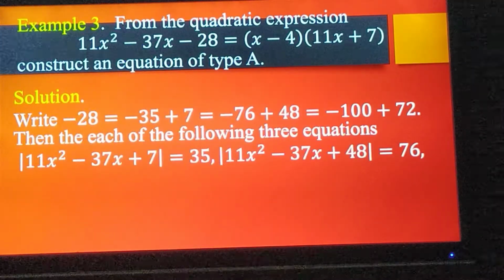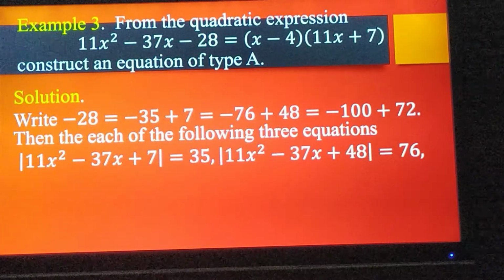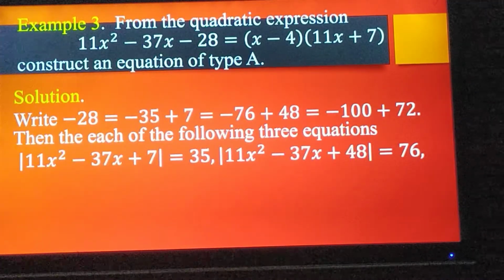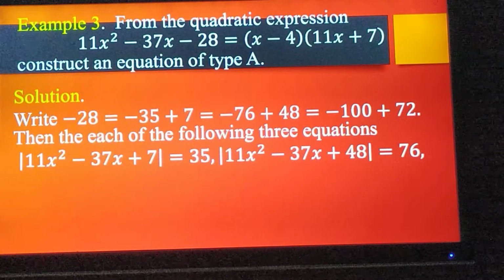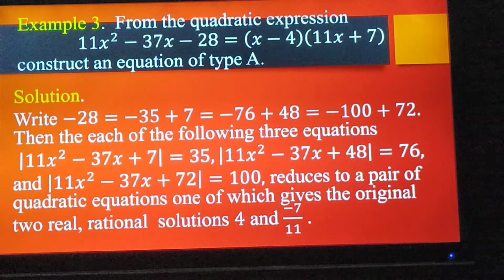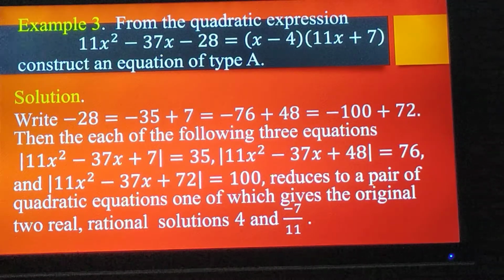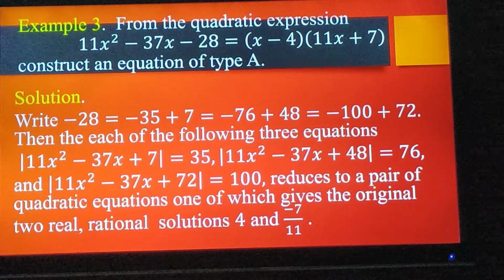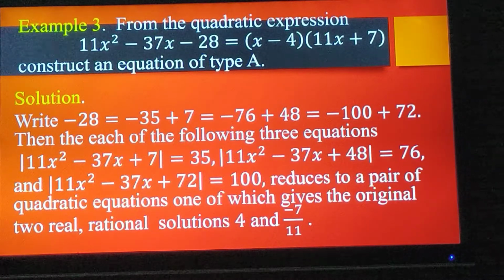Then each of the following three equations, absolute value of 11x squared minus 37x plus 7 equals 35, absolute value of 11x squared minus 37x plus 48 equals 76, and absolute value of 11x squared minus 37x plus 72 equals 100, reduces to a pair of quadratic equations, one of which gives the original two real rational solutions, 4 and negative 7 over 11.